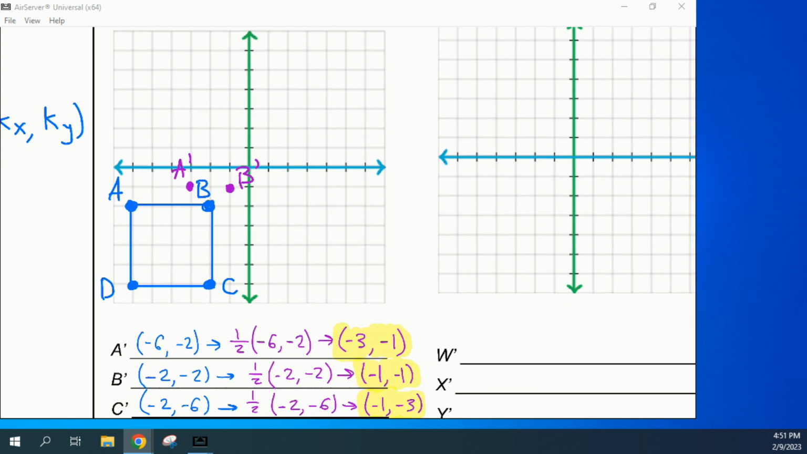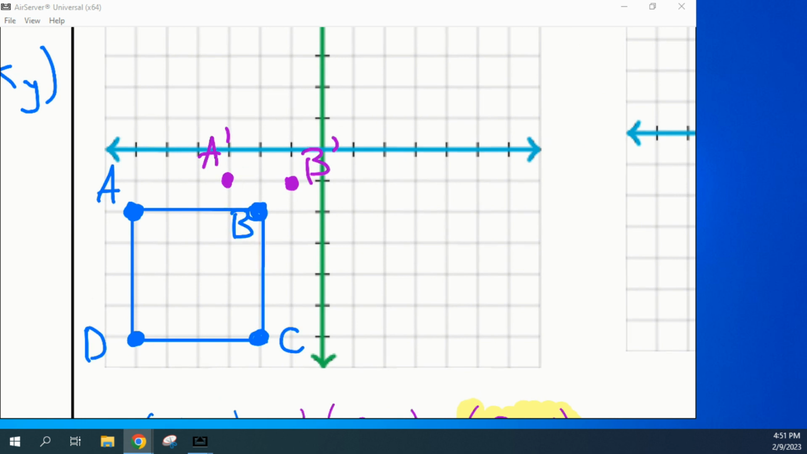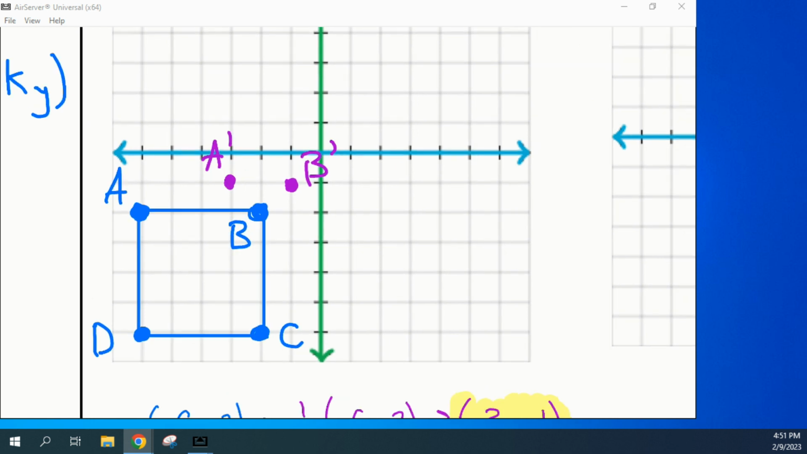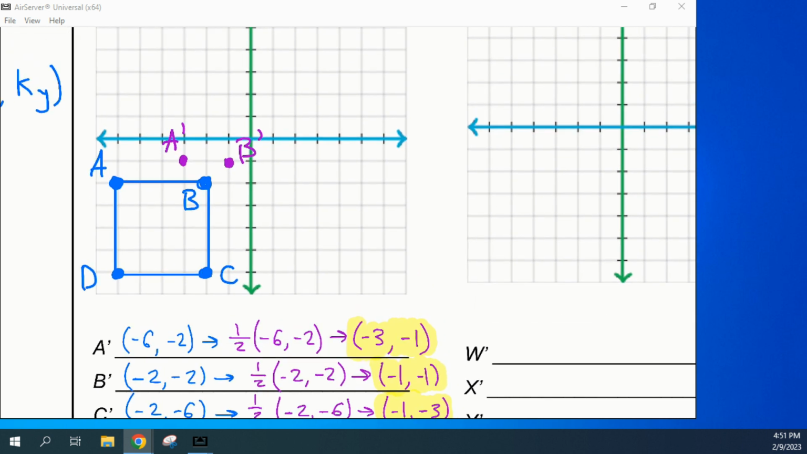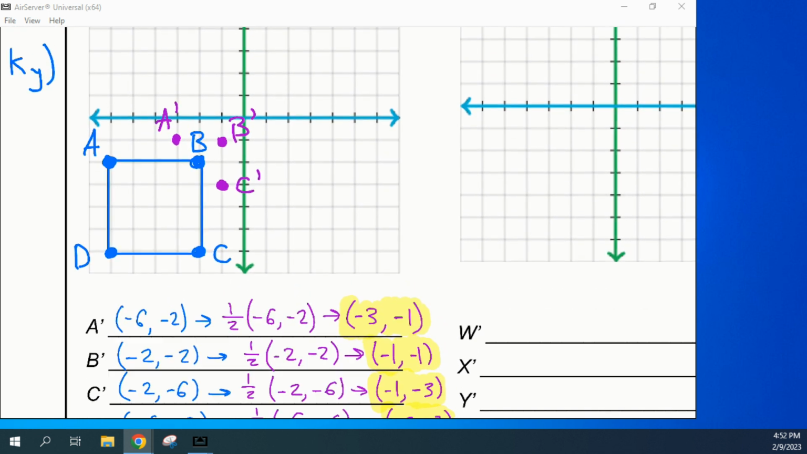C prime should be, and I see where this is going already. Whoops. Move him on the inside. C prime should be at -1, -3. I'm going to have to move that B again. C prime is here. Yep, it's going to have to go. Let's just put it back here then. That's fine. And D prime is going to be -3, -3.